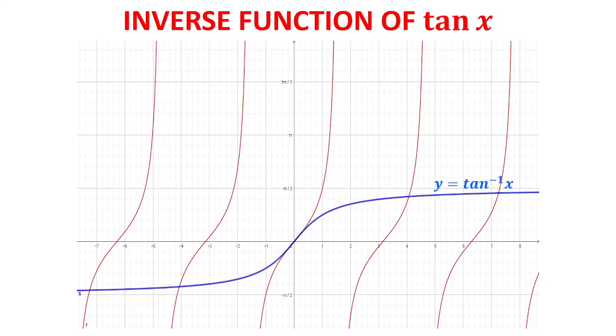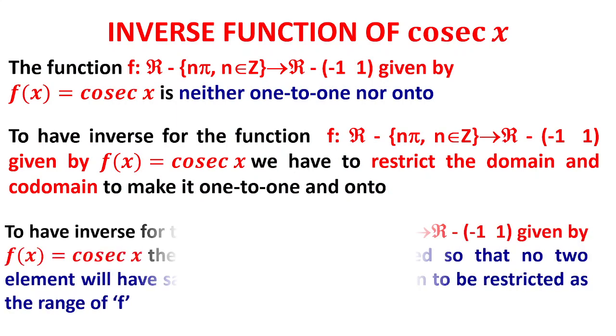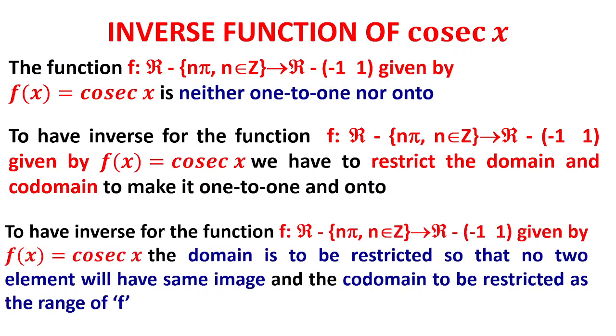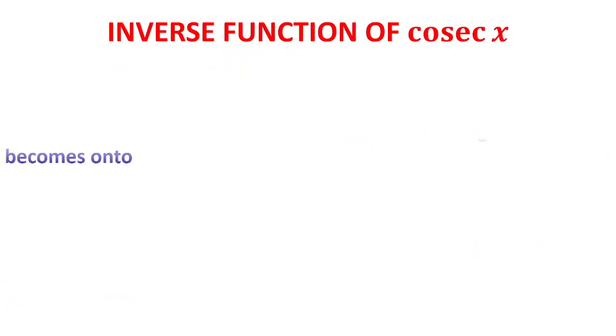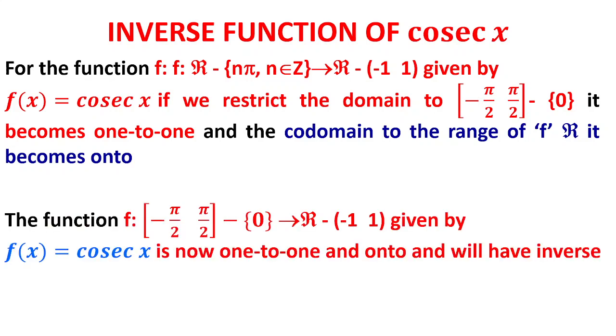Well, as usual, we will go for cosecant x. As cosecant x is not a one-one onto function, we convert it to one-one onto by restricting the domain and the codomain. We take the domain as minus pi by 2 to pi by 2 minus 0, because cosecant 0 is not defined, and the codomain as the range of f, that is R excluding minus 1 to 1. Therefore, cosecant x will not have values from minus 1 to 1, so we are restricting it. It is now one-one and onto.